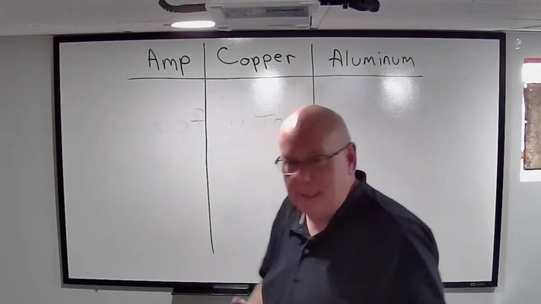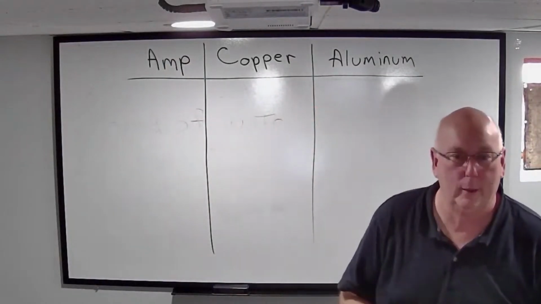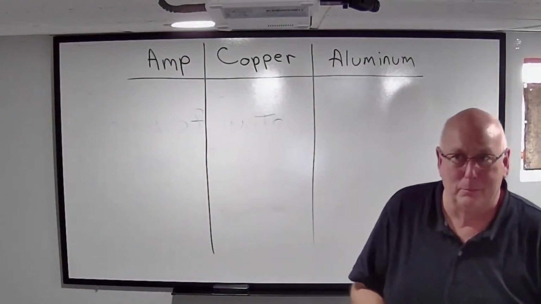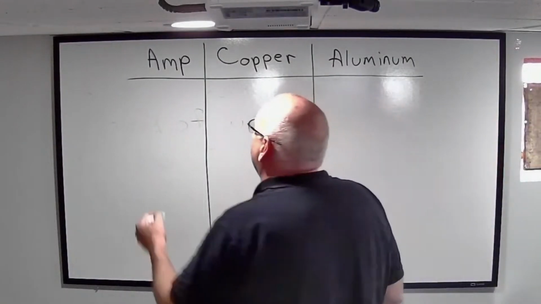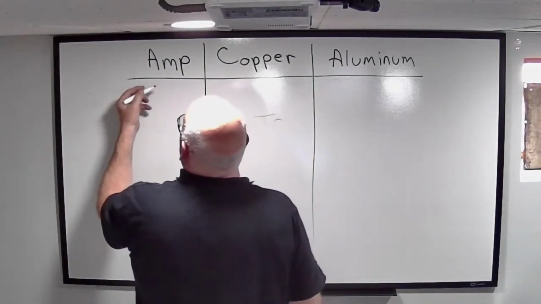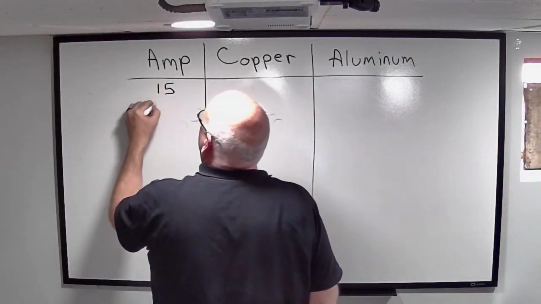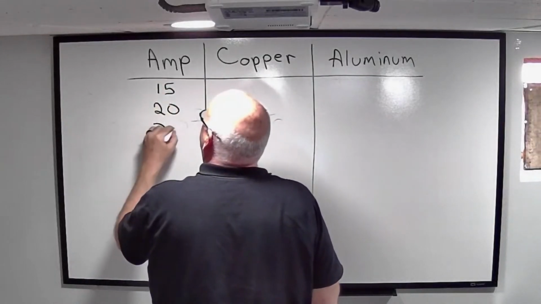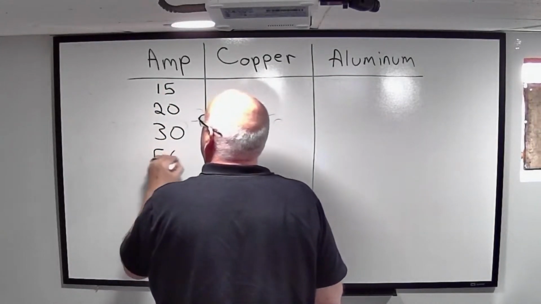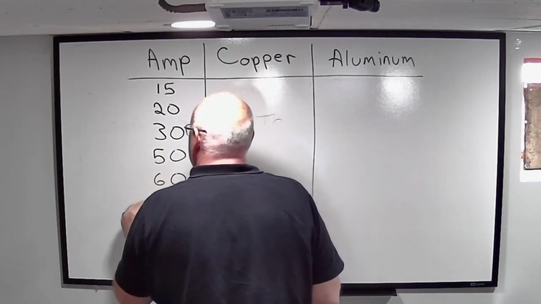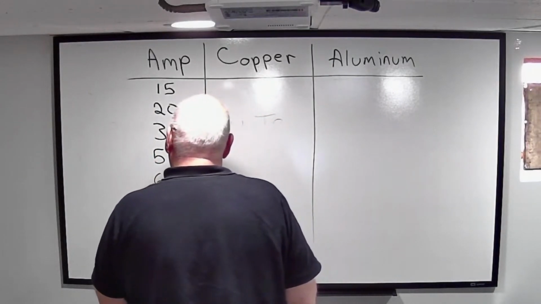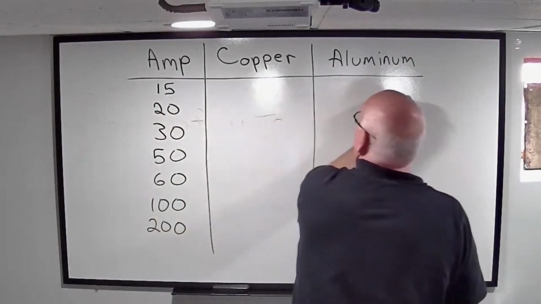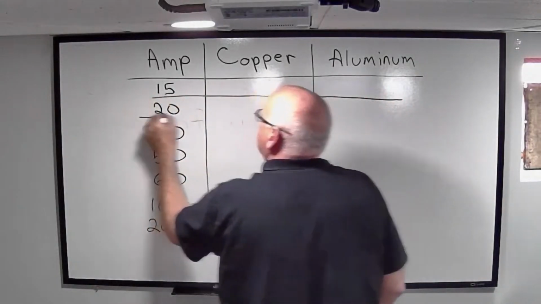And this little chart is actually something you should have with you all the time. Every time we look at an electrical panel, this is what we're going to end up with anyway. So for amperage, we're going to start with 15, 20, 30, we'll jump up to 50, 60, 100, 200. And then we draw some lines through all this.